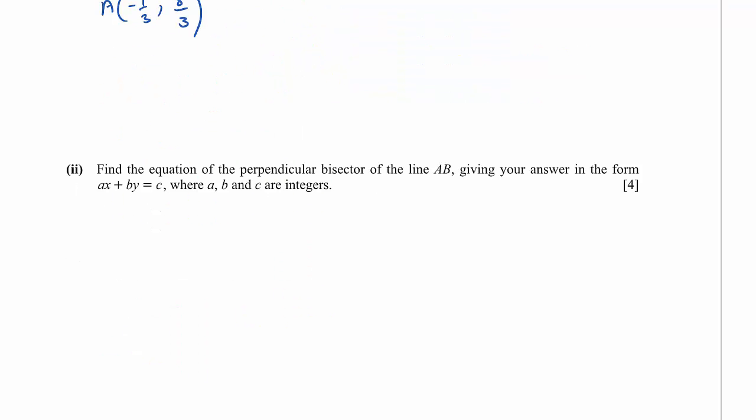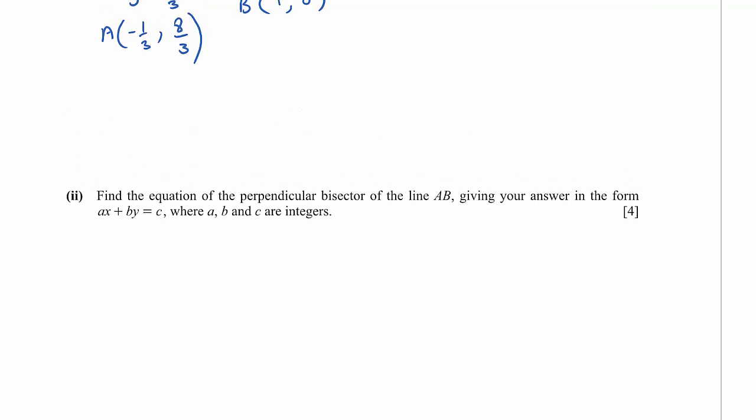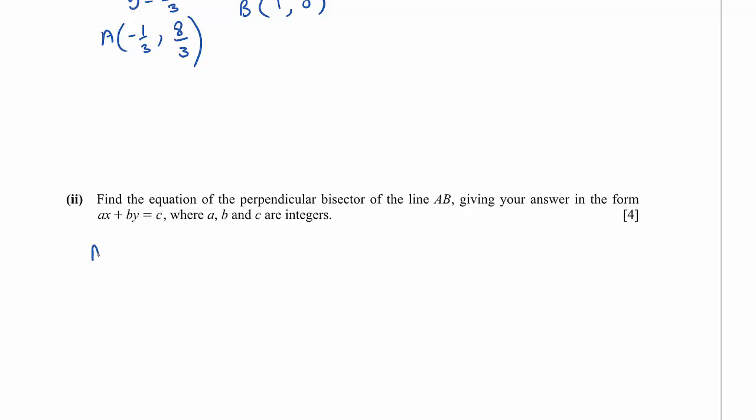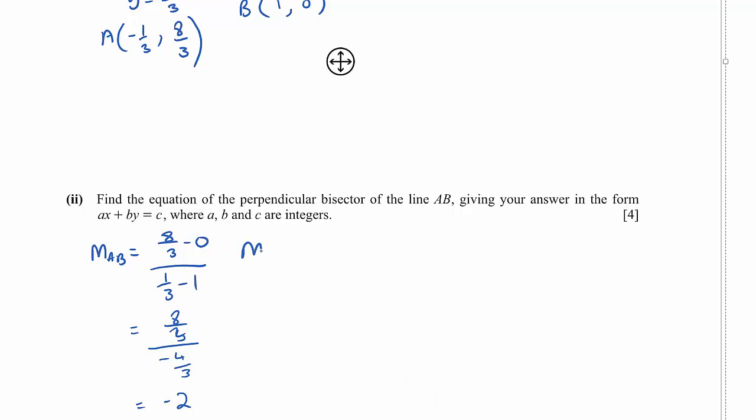So moving on, we need to find the perpendicular bisector of the line AB. So I think we need the gradient of AB to start with. So that would be 8/3 take away 0, difference in the y's, over negative 1/3 take away 1, difference in the x's, so that's 8/3 divided by negative 4/3, which is negative 2. So the gradient of the perpendicular that we want is going to be a half. Remember, if the lines are perpendicular, then the product of their gradients should be negative 1. A half times negative 2 is negative 1.